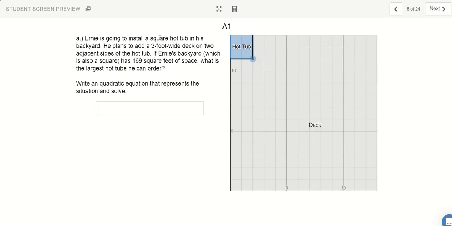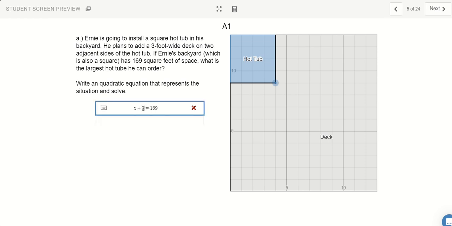Ernie is going to install a square hot tub in his backyard. He plans to add a 3-foot wide deck on 2 adjacent sides of his hot tub. If Ernie's backyard is also a square with 169 square feet, what's the largest hot tub he can order? So let's see if we can write an equation. I know that no matter what size hot tub he makes, it needs to have an area of 169. Again, we don't know the size of the hot tub, so let's call the size of the hot tub X. And no matter what size of hot tub they make, either a 3x3 or a 4x4, there's going to be a 3-foot deck on each side. So it'll be X plus 3.